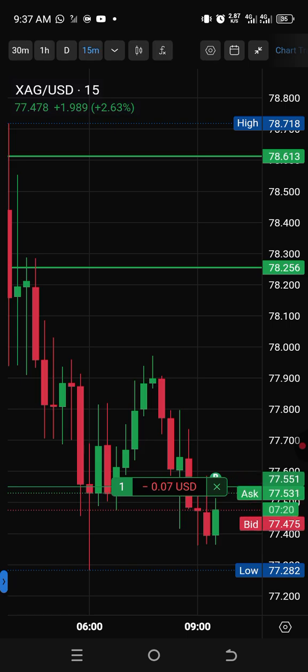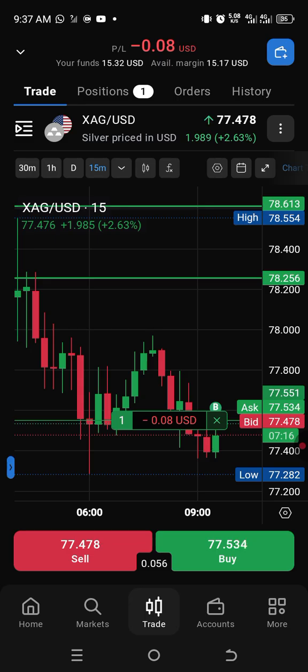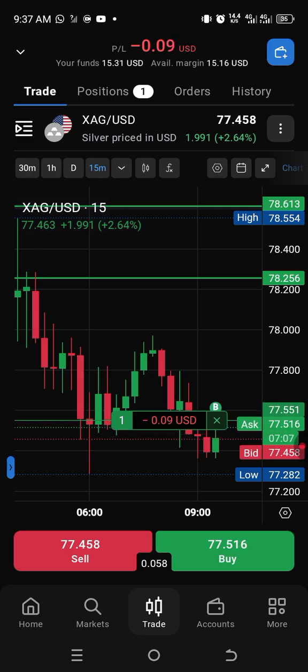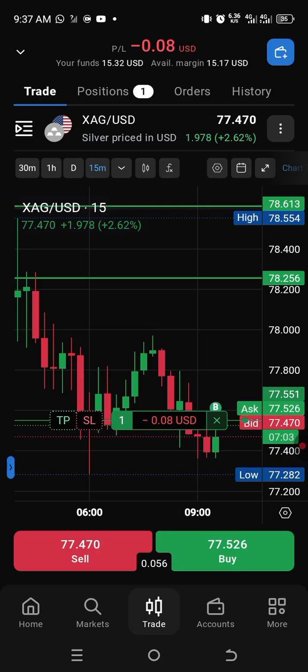Today, if I lose, how much do I have? 1532. I might lose how much? I think I can lose 50 cents. No, 30 cents. Let me put a stop loss of 30 cents. 30 cents or 50. Let me put 50.